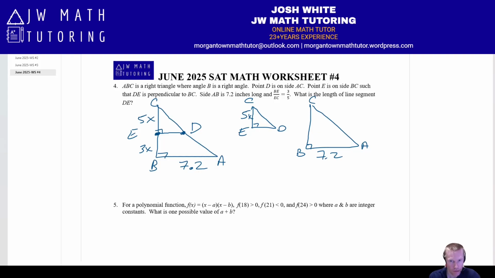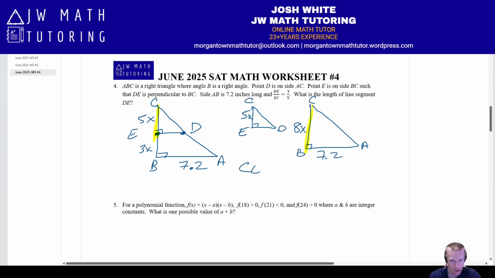Notice, knowing that the ratio of these two parts is 3 to 5, that means the total overall would be 8. Or, not necessarily 8. We don't know the specific values, but we know that the ratio of the corresponding sides from small to large is 5 to 8. In other words, CE to CB is a ratio of 5 to 8.